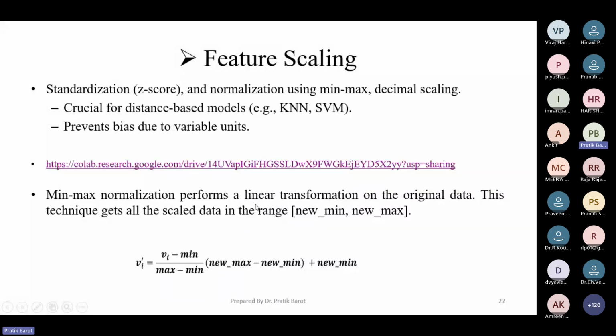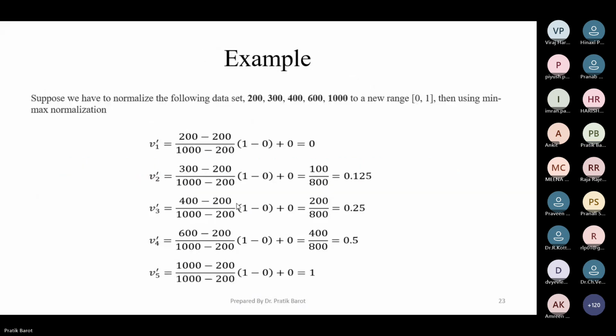The second one is min-max normalization, where we have to derive the new max and new min, that is the new range where we want all the data to fall, and we just place those values into this equation so that it gives us a new value for each vi. This is the example where we have actual values 200, 300, 400, 600, and 1000, which we can scale down or normalize to between 0 and 1.